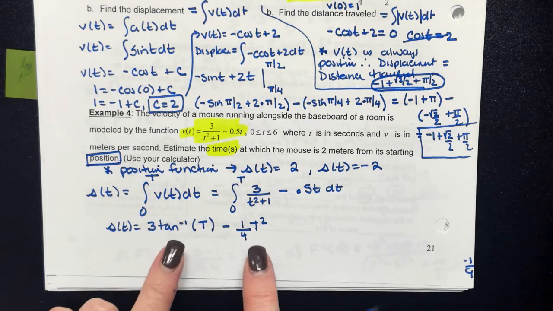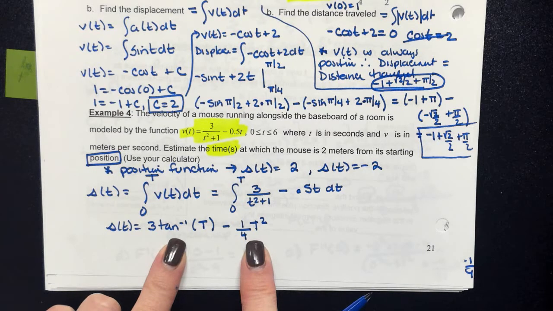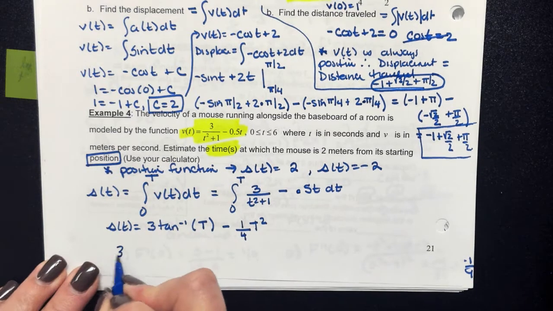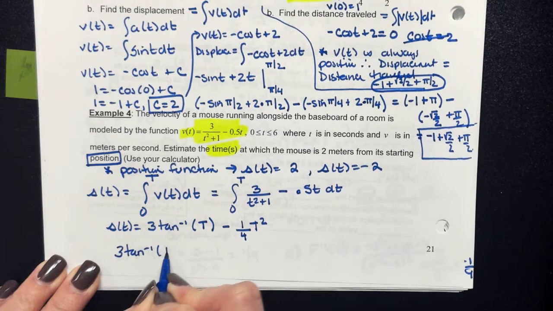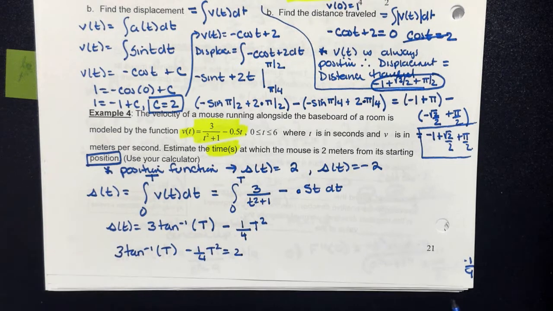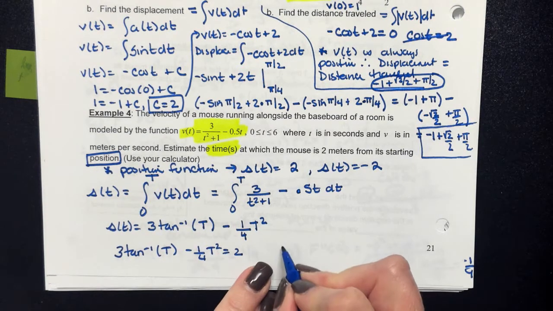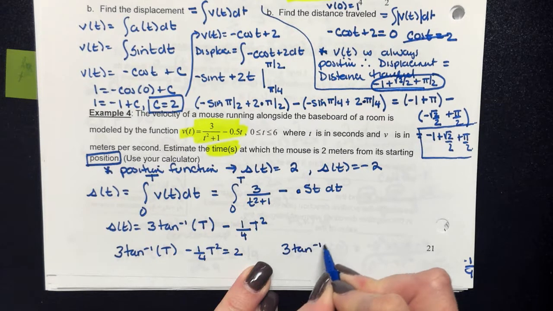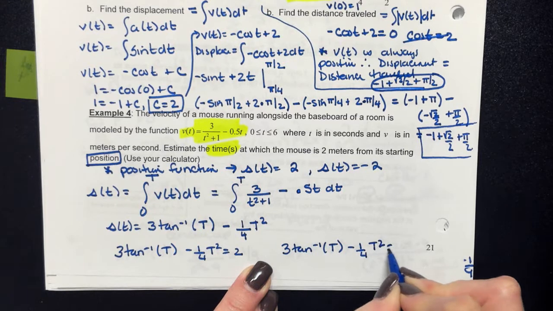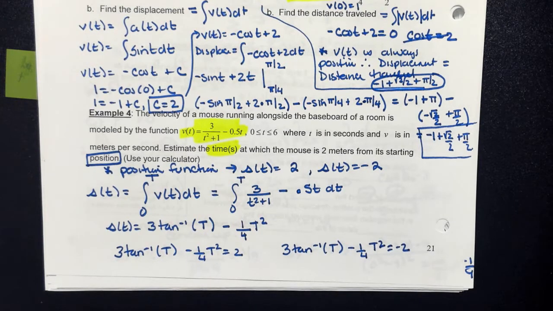Now what am I going to have to do with the position function? I'm going to set my position function equal to what? 2 and -2. So 3 times your inverse tangent of t minus 1/4 t squared is going to be equal to 2. And then 3 times your inverse tangent of t minus 1/4 t squared is equal to -2.